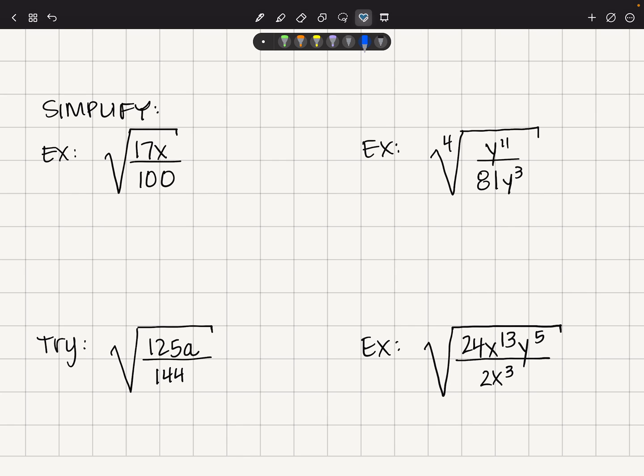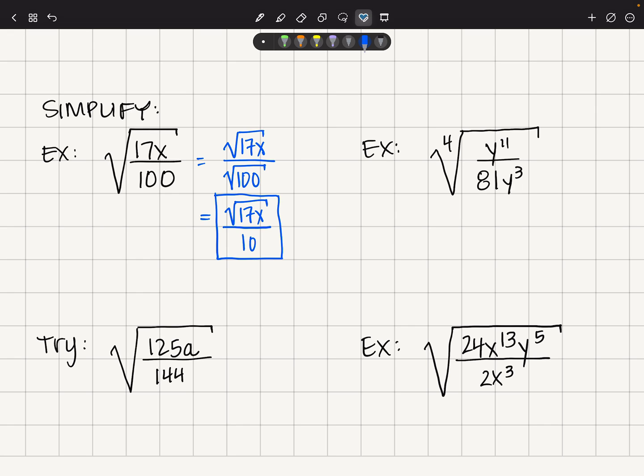So I'm going to rewrite this first problem using our quotient rule. That's the square root of 17x over the square root of 100. And we're going to accomplish getting that radical out of the denominator by just doing the arithmetic. The square root of 100 is 10, and that's our answer. The square root of 17x all over 10.